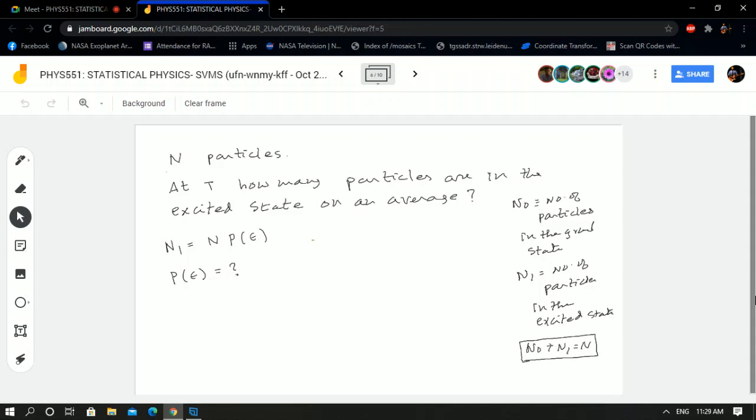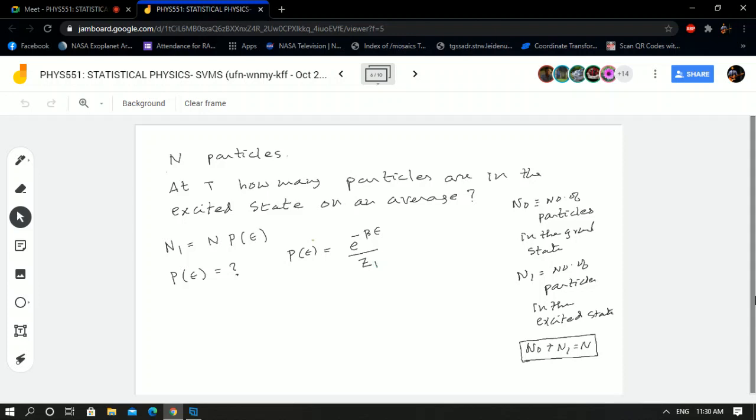So p of epsilon is equal to e to the power minus beta epsilon divided by Z. Is this Z or Z1? This is Z1, for one particle. Yeah, one particle. Okay.